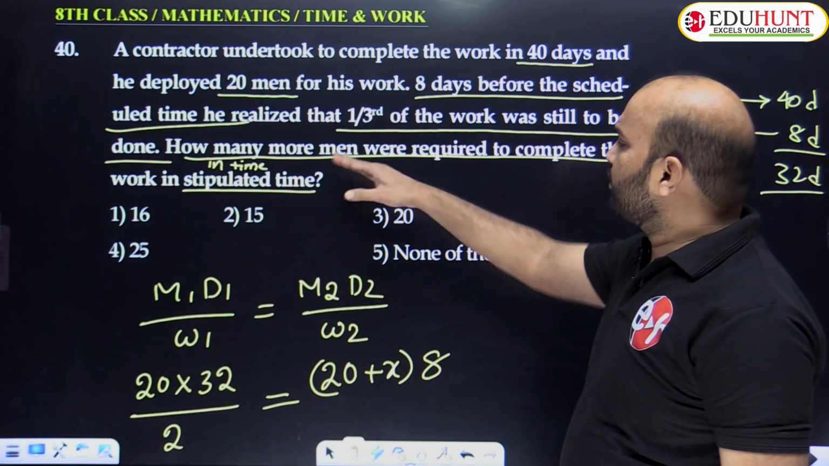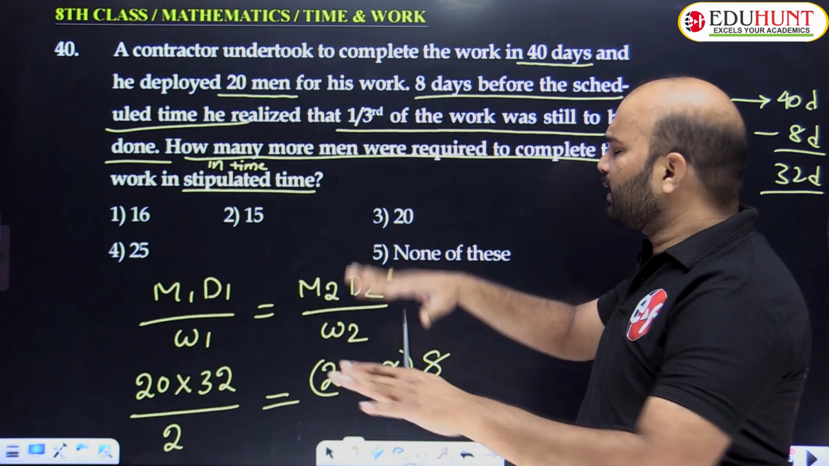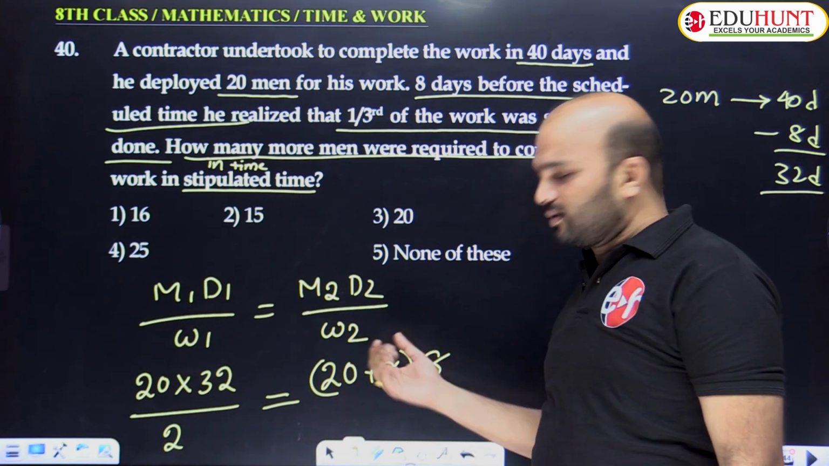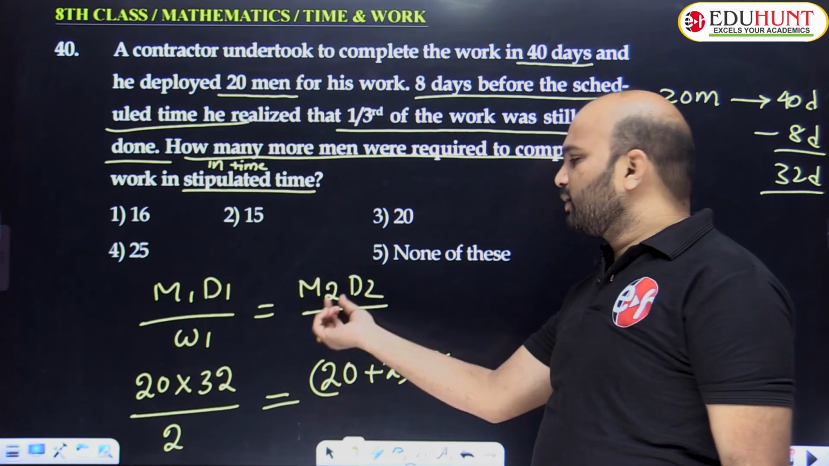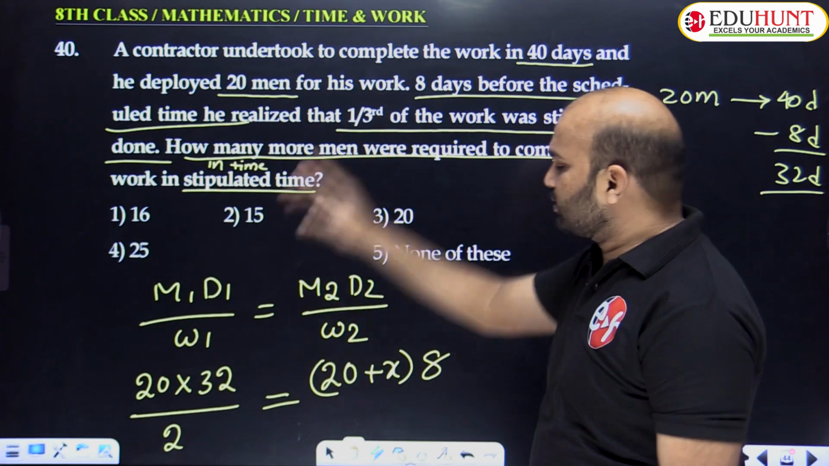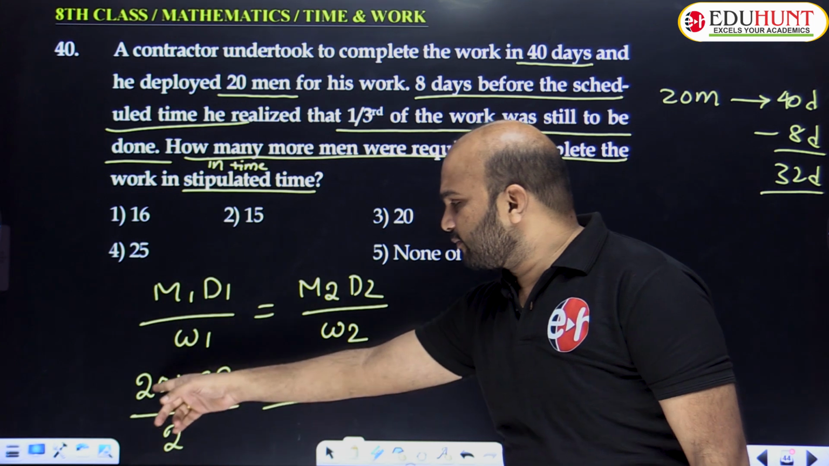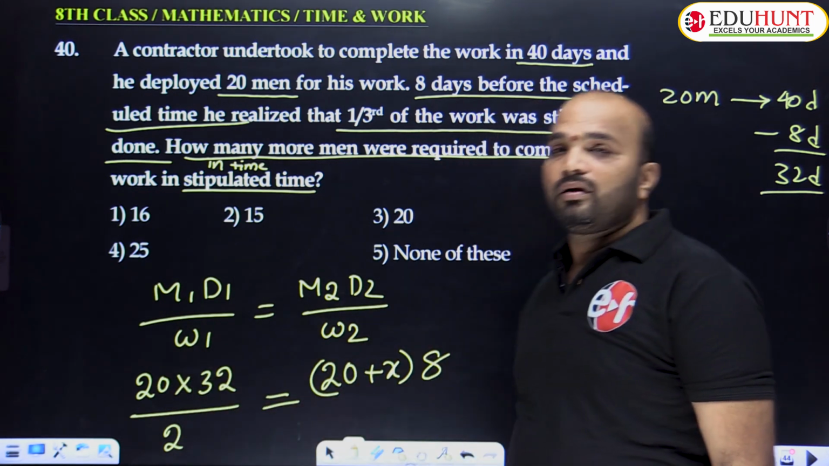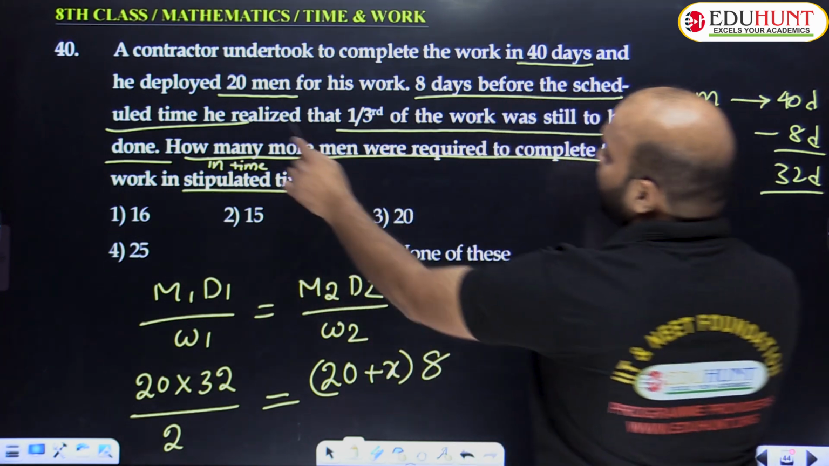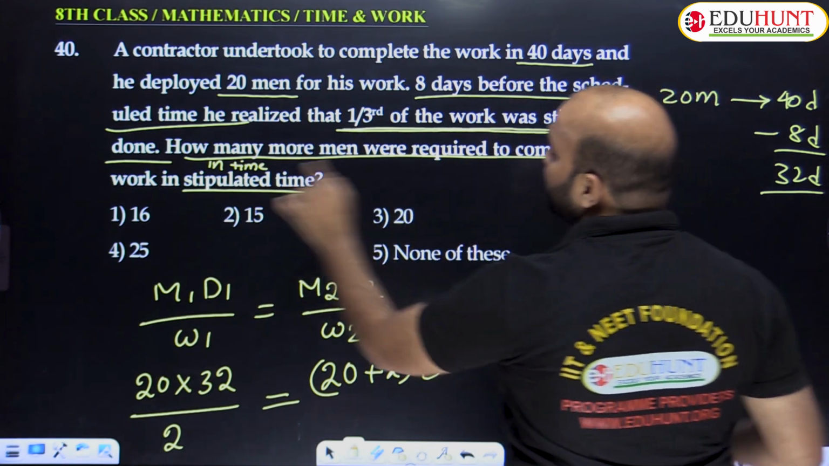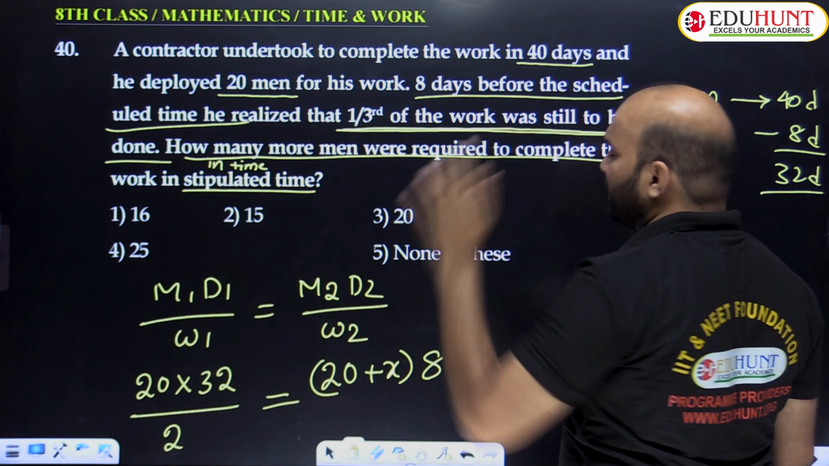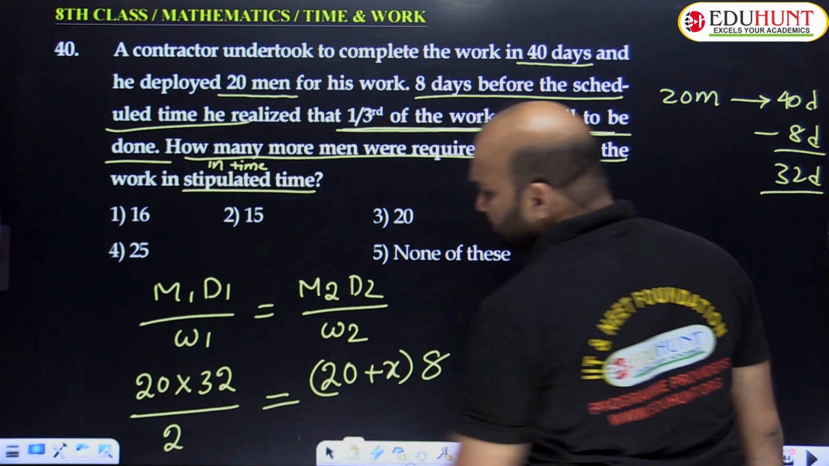The question asks how many more men are required to complete the work in time. Initially 20 members were given, and X workers are added, so 20 plus X is the M2 value. In time means 32 out of 40 days; 32 days were already completed by the initial 20 strength. We need to understand clearly: in the question, he realized that 1/3 of the work was still to be done, that is, 1/3 of the work is left and 2/3 of the work is already completed in the first action.